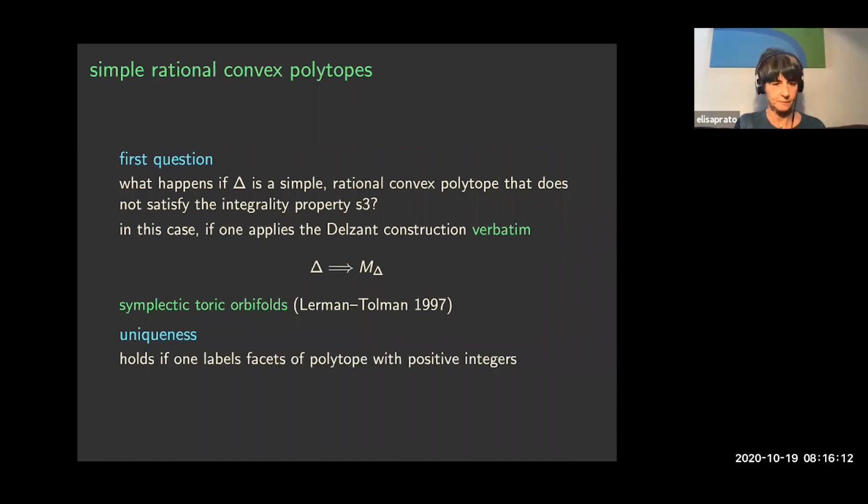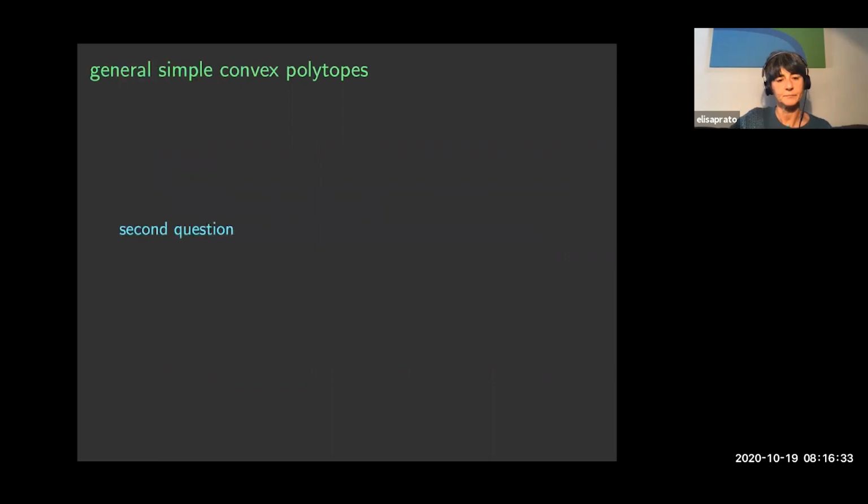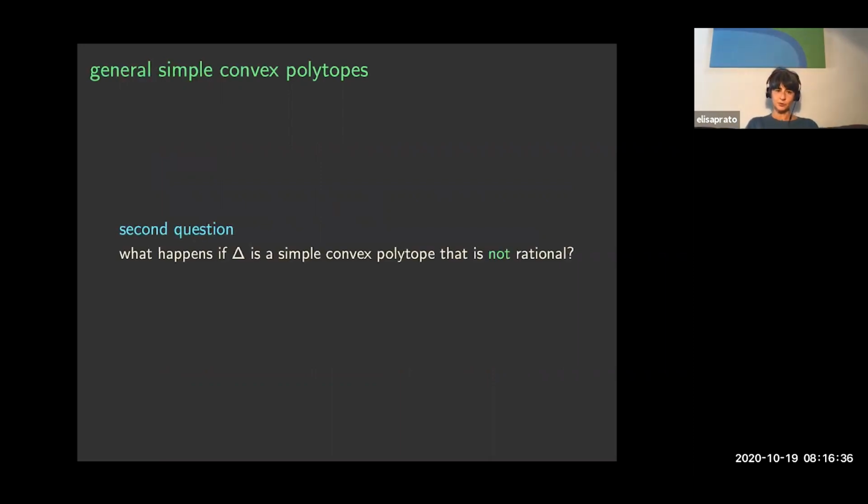Uniqueness fails, but it can be restored if one attaches some combinatorial data to the polytopes. And here it is quite simple. It's enough to attach positive integers to the facets of the polytope. The second question that arises right after the first is what happens if the polytope is not rational? And this is a question that I started working on in the late 90s.